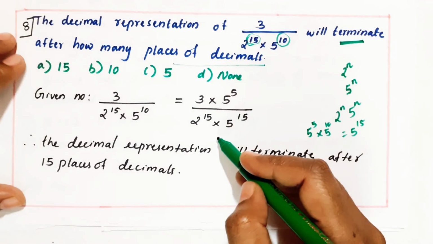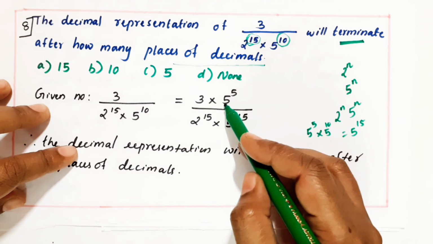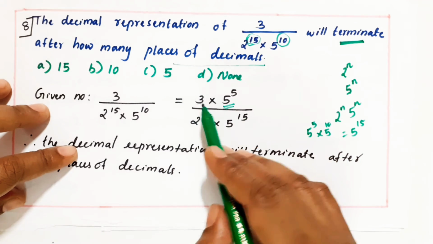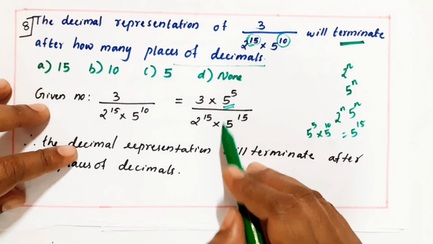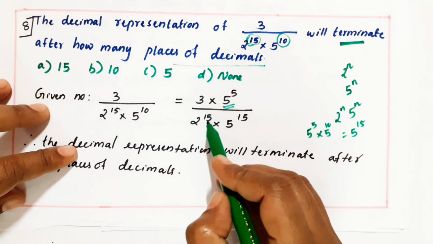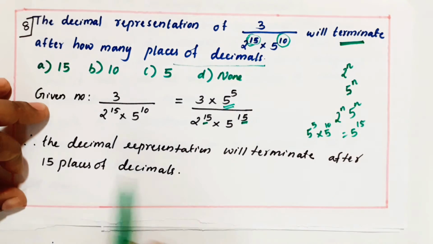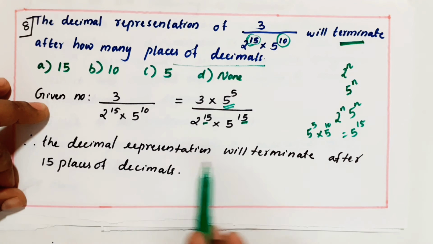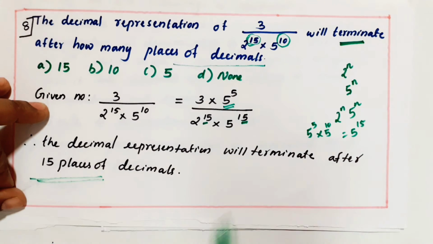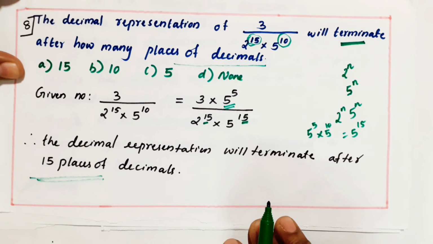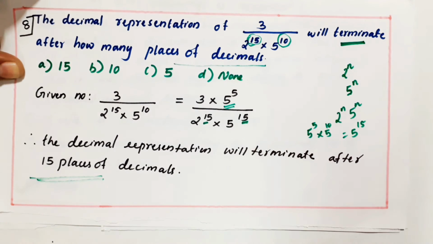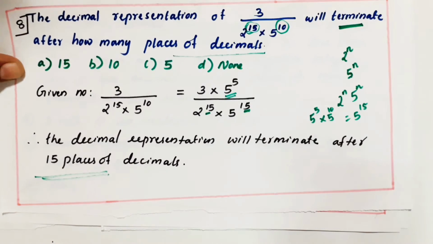So I am multiplying both numerator and denominator with 5 to the power of 5. So 3 into 5 to the power of 5 divided by 2 to the power of 15 into 5 to the power of 15. So what is the term we are getting here? 15. It means that the decimal representation will terminate after 15 decimal places. How to find it: I told you, the denominator should be in the form of 2 power n, 5 power n. Like that we have to make it. After that n terms it will terminate. That many decimal places we are getting.